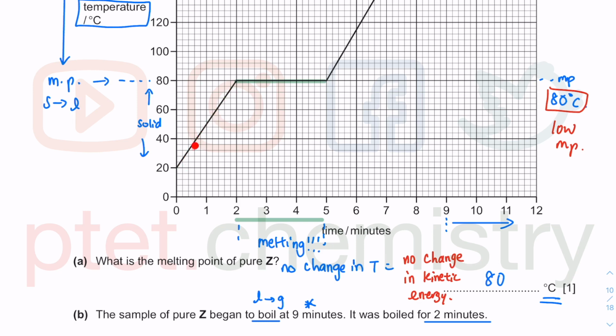But since the temperature is increasing, the kinetic energy is increasing, therefore they must be vibrating about their fixed position faster, but they are not moving further apart since they haven't reached the melting stage yet.